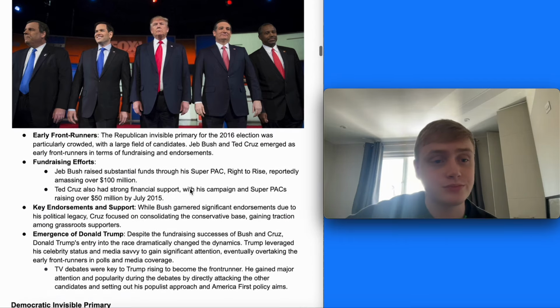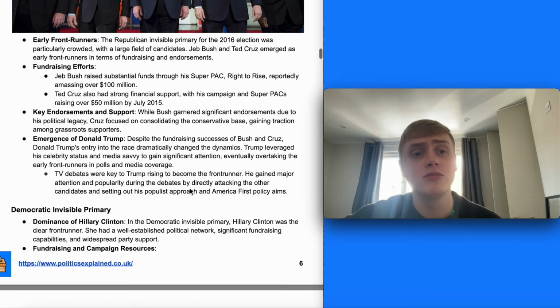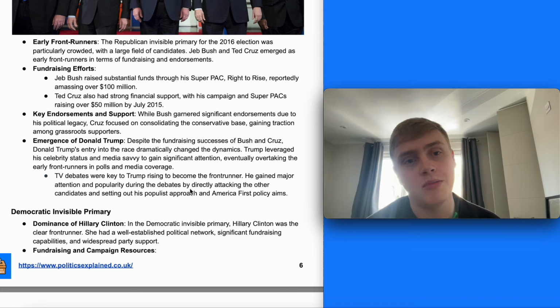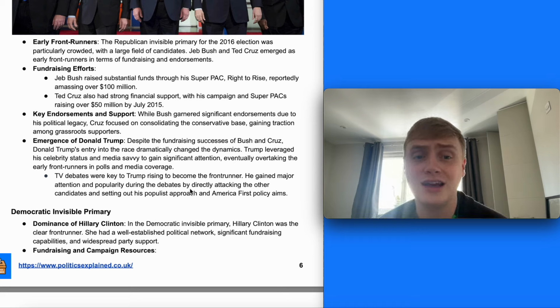Hillary Clinton. So in terms of the Republican primary, early frontrunners include quite establishment figures, with Jeb Bush and Ted Cruz emerging, both in terms of their level of fundraising and endorsements. So Jeb Bush raised substantial funds through his super PAC, the Right to Rise, reportedly amassing over $100 million. And Ted Cruz also raised over $50 million by July 2015. So you see in the dates here, this is at least a year before the eventual presidential election.